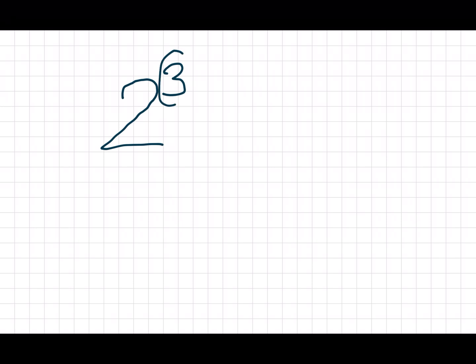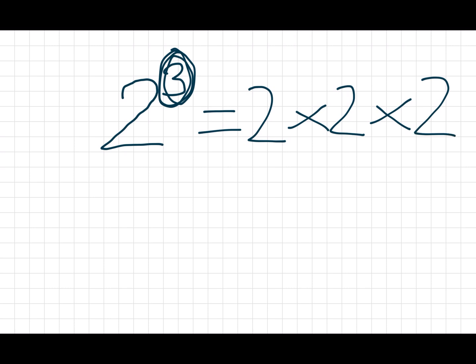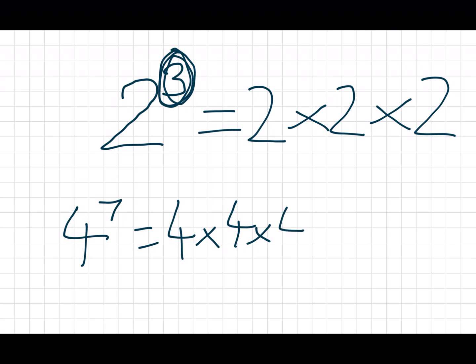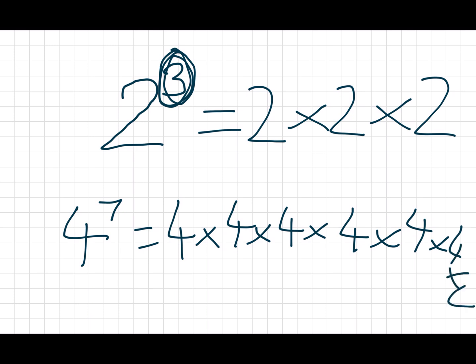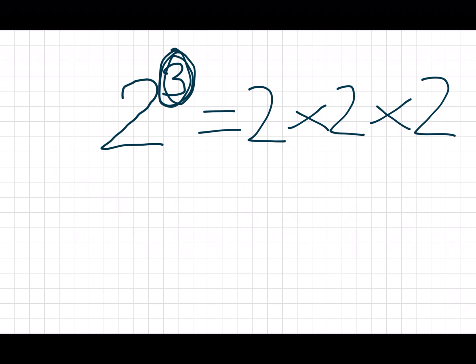So whatever that little number is, that's how many times you times it. So it's 2 times 2 times 2. That's 2 cubed. This is going a little bit more advanced, but you could say 4 to the power of 7, which would be 4 times 4 times 4 times 4 times 4 times 4 times 4. But we're not worrying about those at the moment. We're not worrying about to the power of 7 today. We're just doing cubed and squared.